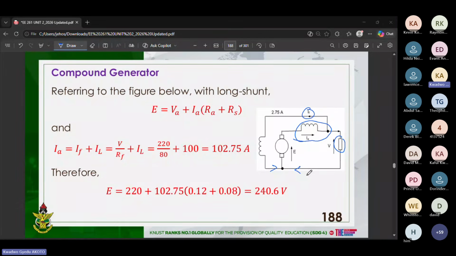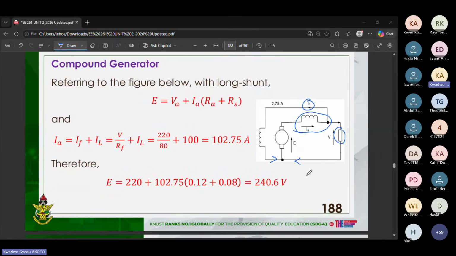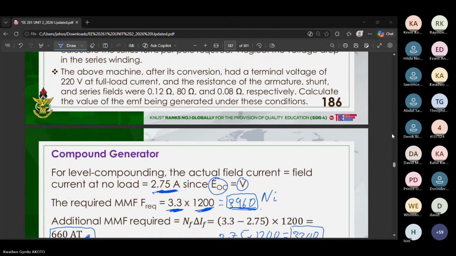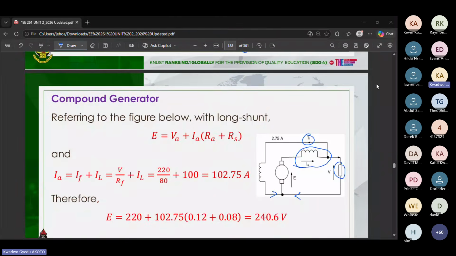So, referring to the figure below, long shunt, okay. Our second part of the question says, the above machine after its conversion had a terminal voltage of 220 at full load current, and the resistance of the armature, shunt, and so on is given. Calculate the value of EMF being generated. So now we are going to calculate the EMF that was generated after compensation, right?